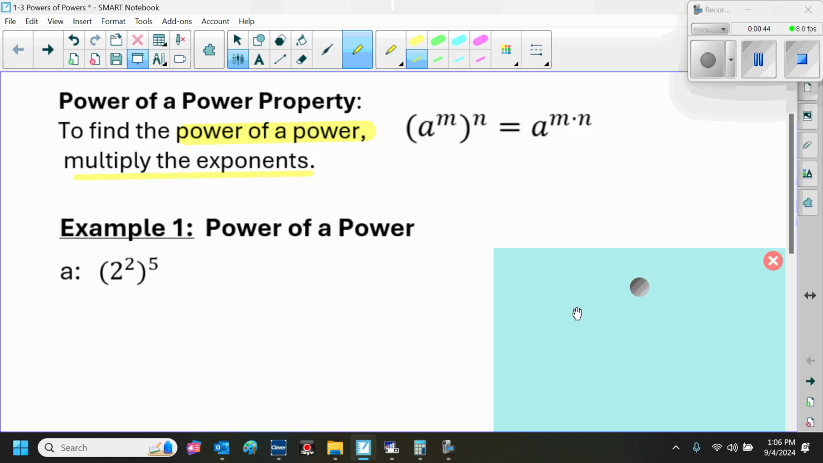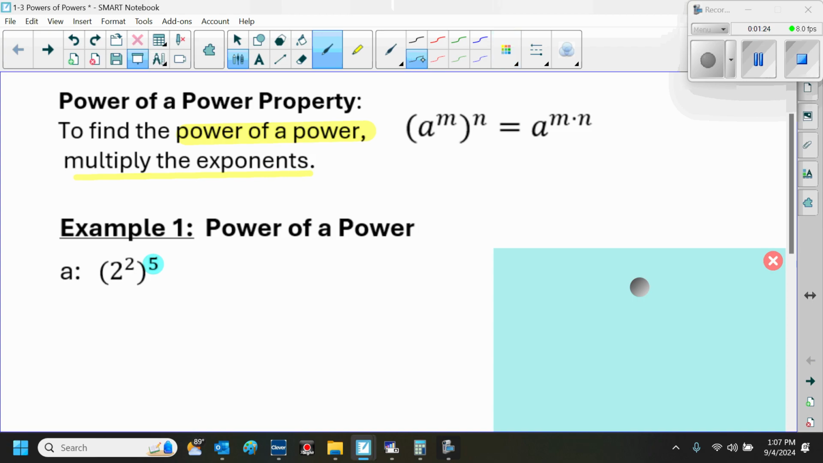Now, before we do both of the examples, I want to show you why multiplying the powers works, okay? So here we have 2 squared raised to the 5th power. You guys remember last class we talked about the parentheses and the exponents right next to the parentheses. So here, this 5 is right next to that parentheses. Is everybody with me? That means that everything inside the parentheses is getting raised to the 5th power.